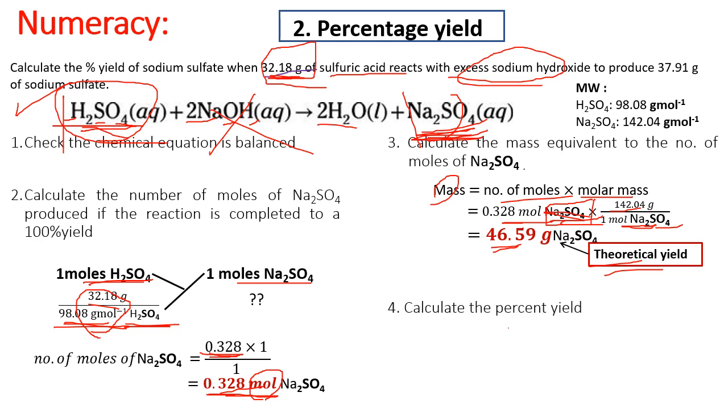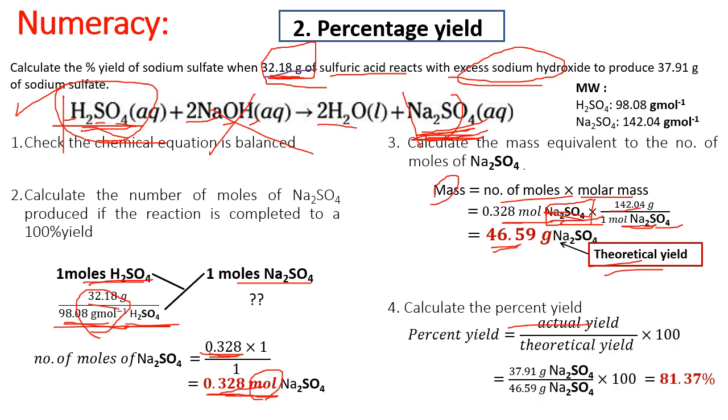Finally, to calculate the percentage yield, you will look for the actual yield that was produced in the lab, which is equal to 37.91, over the theoretical, which is 46.59 grams, and you will calculate it and check its percentage, whether it would be lower or greater than 100.